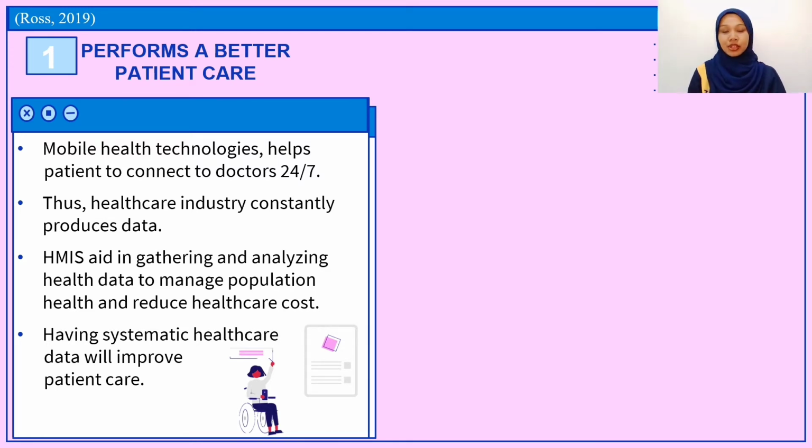The healthcare industry constantly produces data. Therefore, health management information systems help gather, compile, and analyze health data to manage population health and reduce healthcare costs. Therefore, healthcare data analysis can improve patient care.